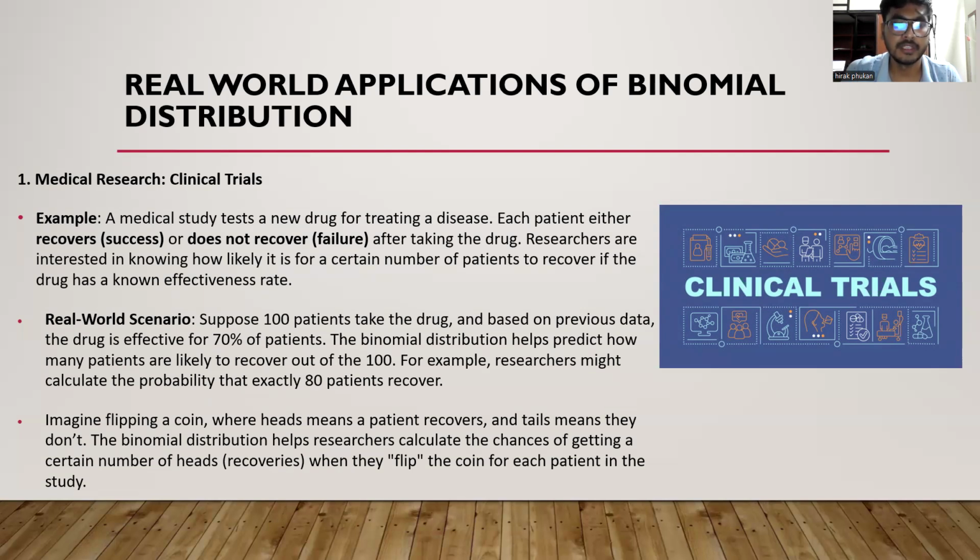Real world scenario. Suppose 100 patients take the drug and based on previous data, the drug is effective for 70% of patients. The binomial distribution helps predict how many patients are likely to recover out of the 100. For example, researchers might calculate the probability that exactly 80 patients recover. Imagine flipping a coin where heads means a patient recovers and tails means they don't. The binomial distribution helps researchers calculate the chances of getting a certain number of heads, or recoveries, when they flip the coin for each patient in the study.